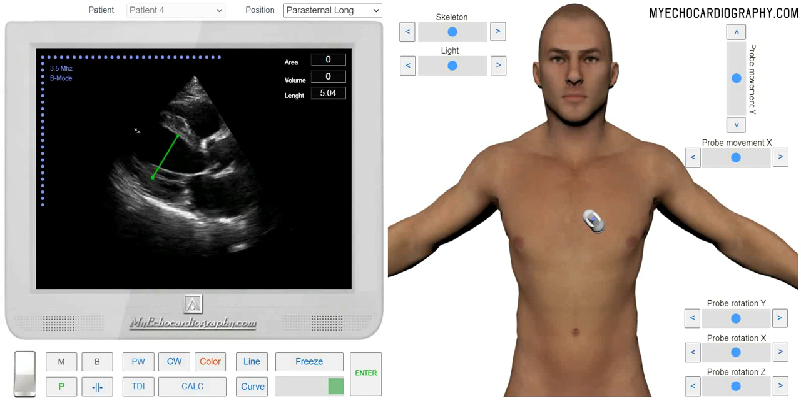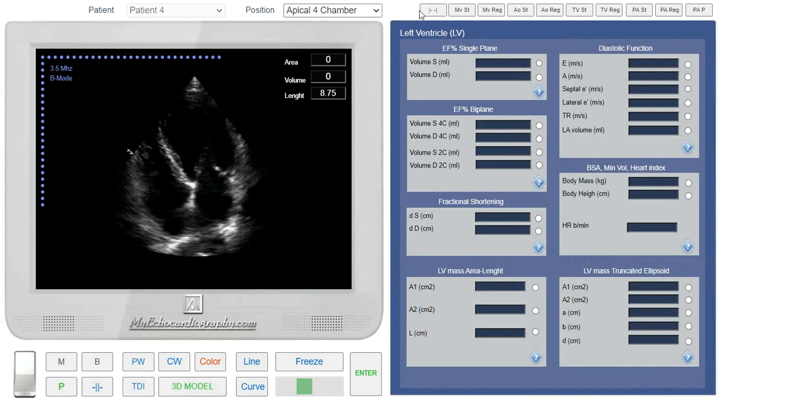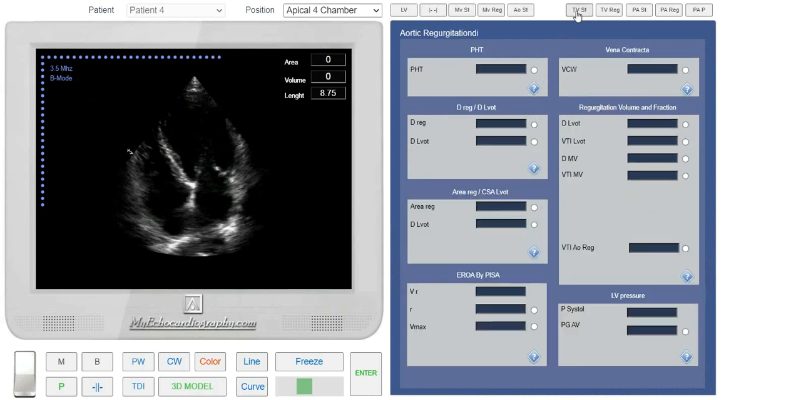Let's perform linear measurements of the heart structures. Let's perform volumetric measurements of the heart structures. Using the simulator, the user can perform all types of measurements and calculations recommended by the American Society of Echocardiography.